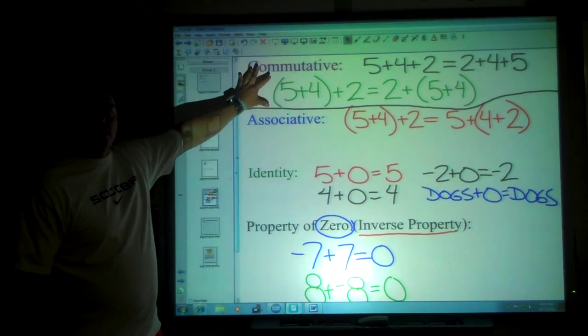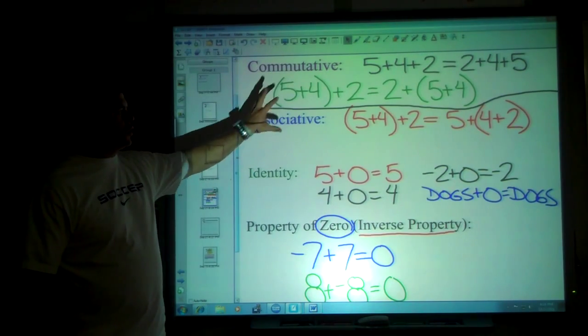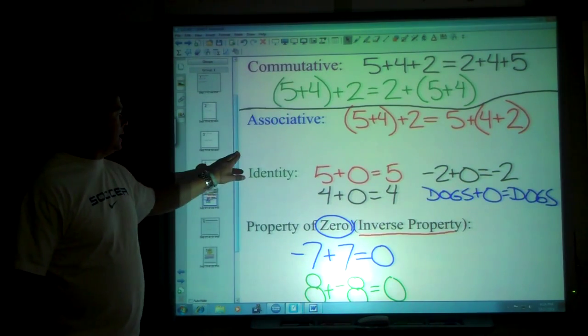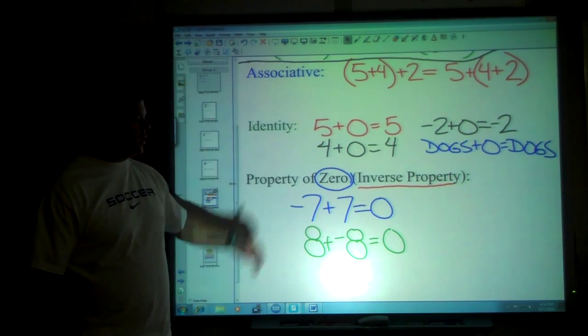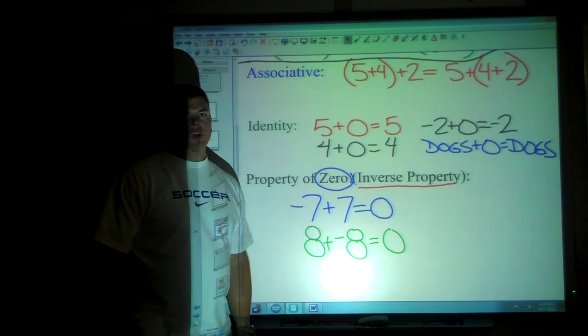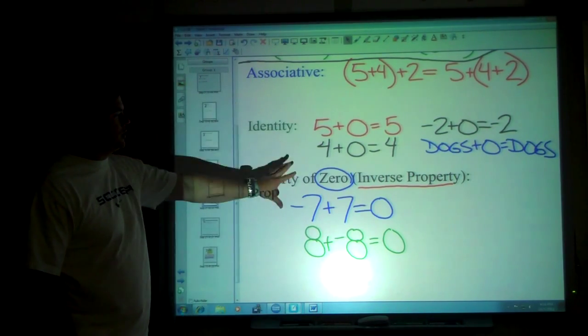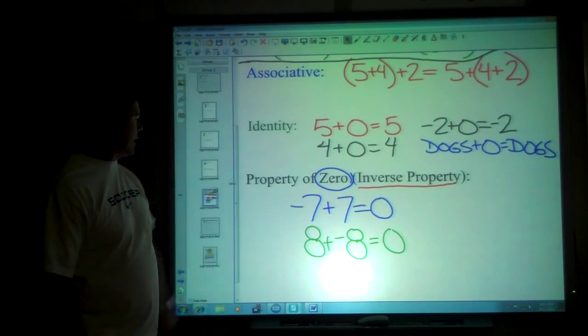Commutative says the order doesn't matter. Associative says the grouping doesn't matter. Identity says if you add 0, you stay where you are. And the property of 0 says that a number and its opposite will always equal 0. So these are all properties for addition, not for subtraction.